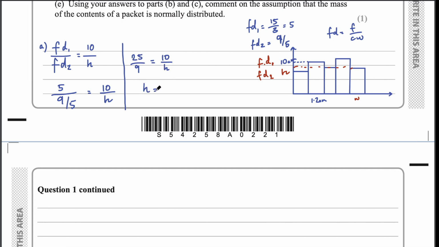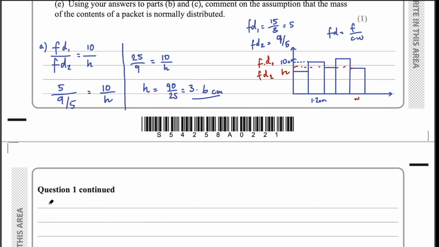So h would equal 9 times 10, 90 divided by 25. And then 90 divided by 25, that will be 3 something, 3 and 15 left over. So 15 over 25, that's like 3 over 5, which is 0.6. So we'll get 3.6 centimeters there because the height is in centimeters. Okay, so 3.6 for the height. And then, as I said, the width is a little bit easier than that.